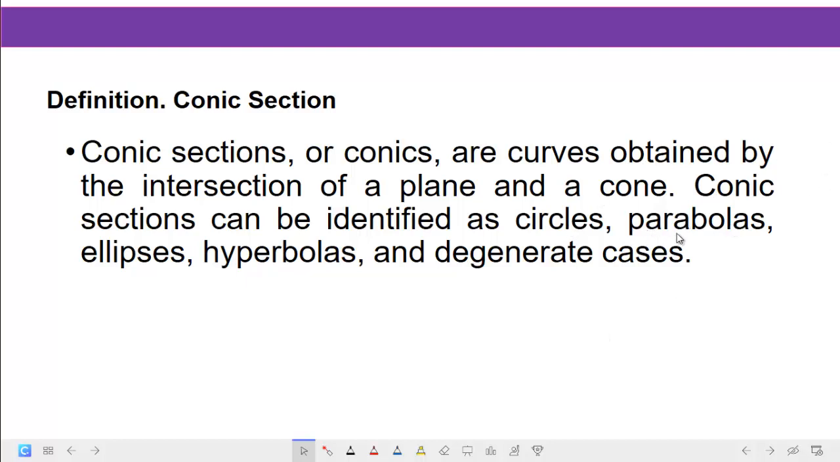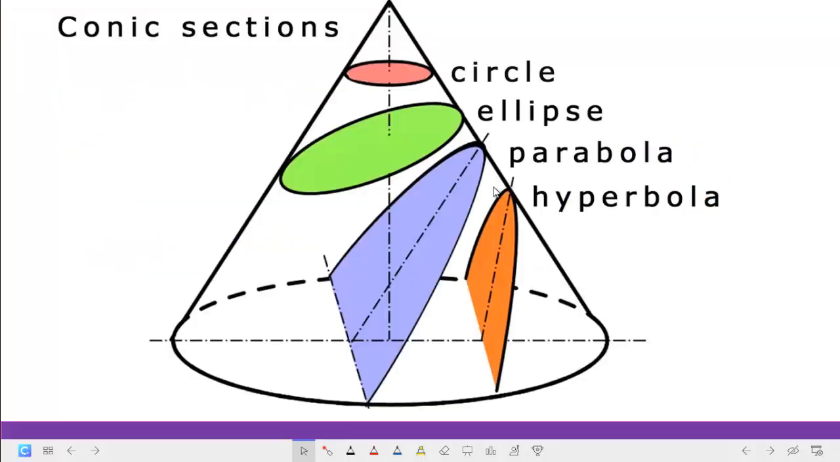Parabola pag ang ating plane ay nag-intersect siya sa isang cone, sa isang nape, sa isang lateral face. Ellipse pag naka-tilt. Hyperbola pag dalawa, and then degenerate cases. So degenerate cases, yun yung point at saka line. So this is the circle, yung plane kanina. This is the ellipse, this is the parabola, and this is the hyperbola.